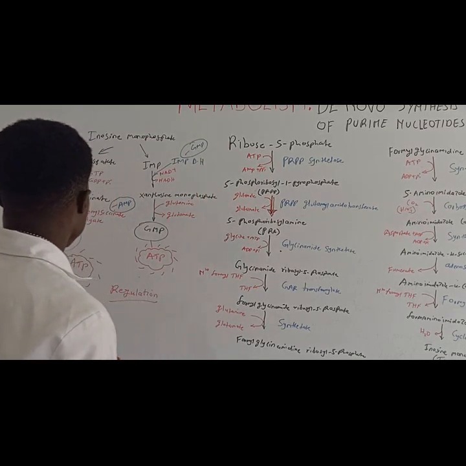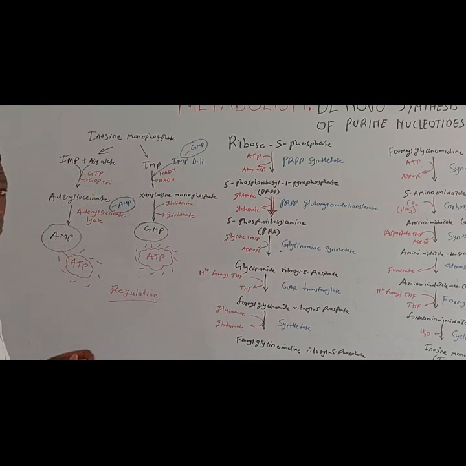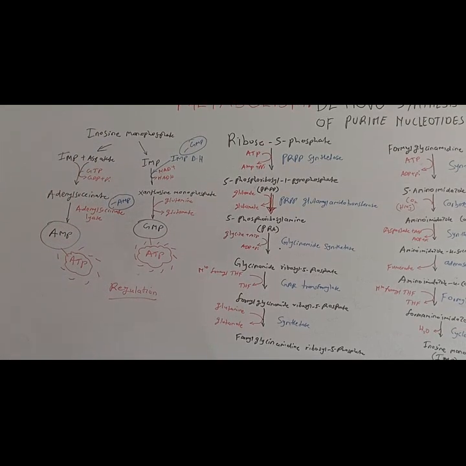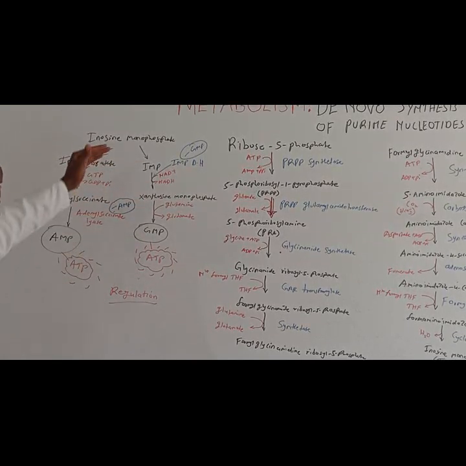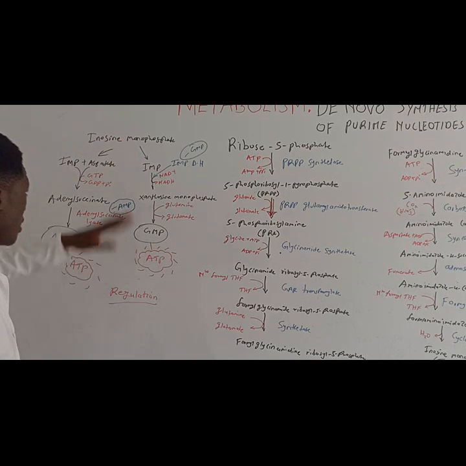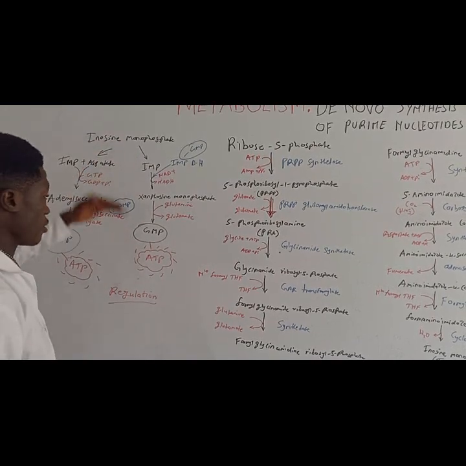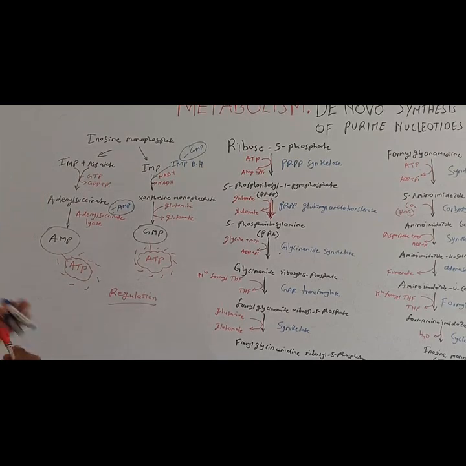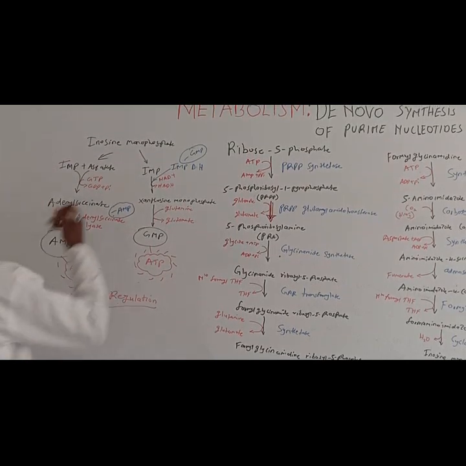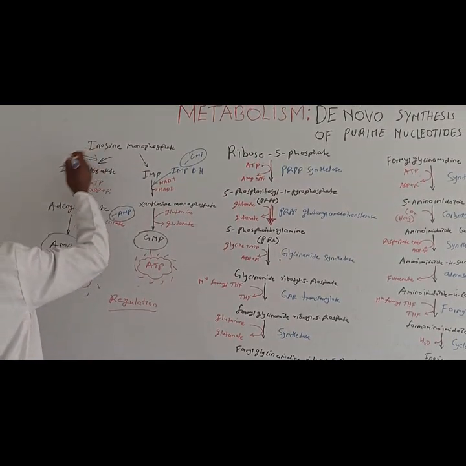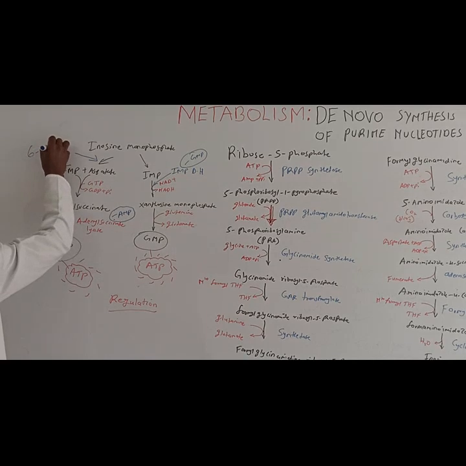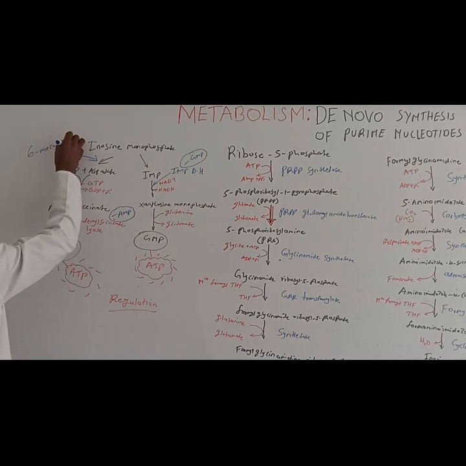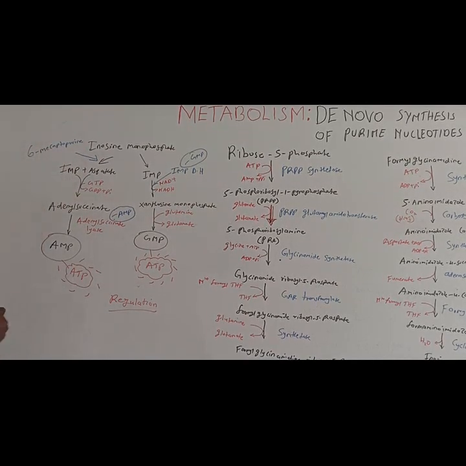Alright. We have another drug called 6-mercaptopurine. 6-mercaptopurine is going to inhibit the synthesis of both of these. So it's going to inhibit any reaction beyond the inosine monophosphate. So this pathway is going to be inhibited by 6-mercaptopurine.